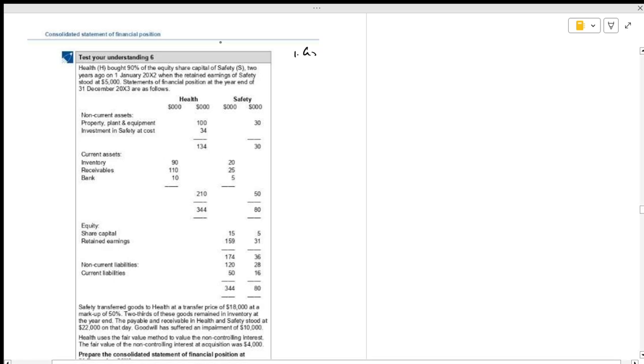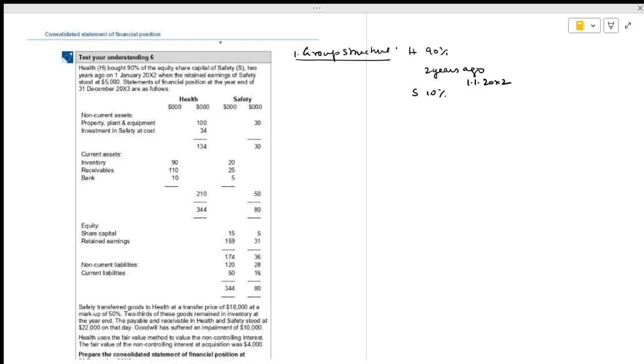First, group structure. Is that the group structure? H and S. Two years ago, this is 90% and this is 10%. This happened on 1/1/2002. This is the first step. Automatically it has to be done like this.